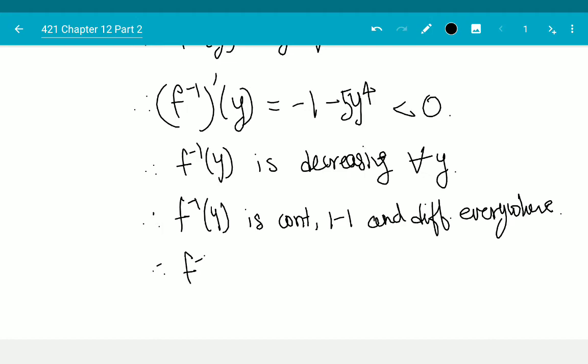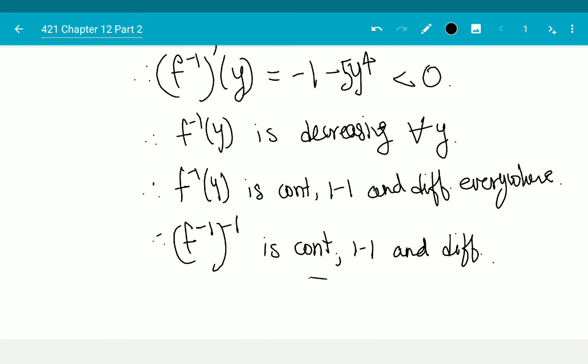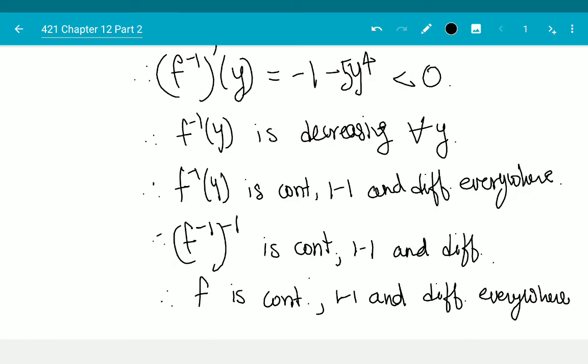Therefore, f inverse is continuous, 1-1, and differentiable. Because the derivative is never 0, the derivative of f inverse is also well defined, and therefore f inverse is continuous and differentiable, right? But f inverse is just f, therefore f is continuous, 1-1, and differentiable everywhere. Okay.